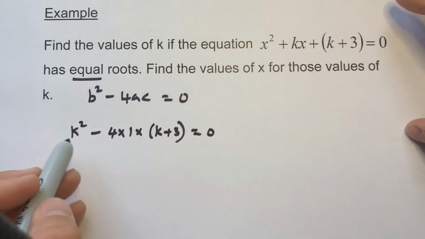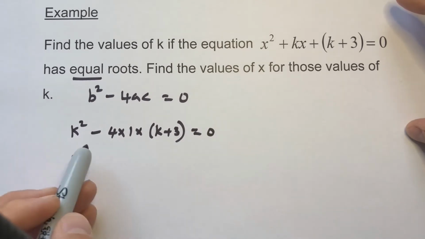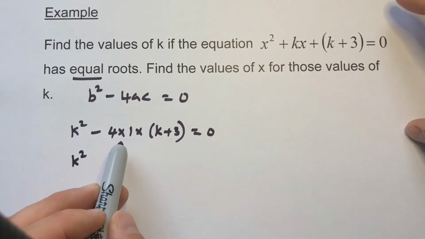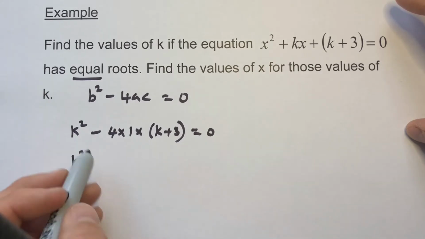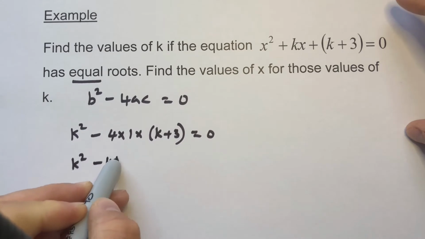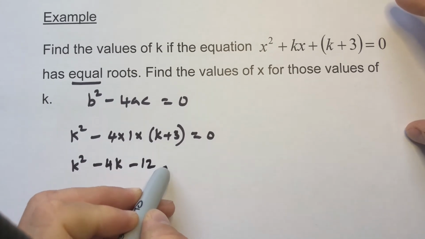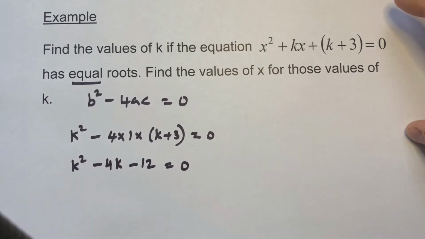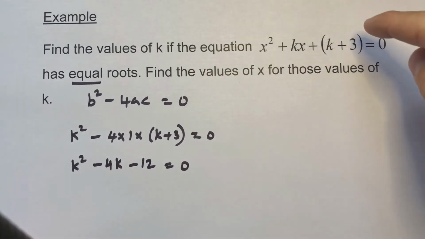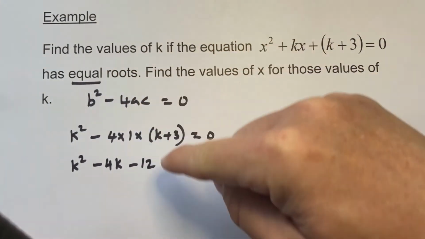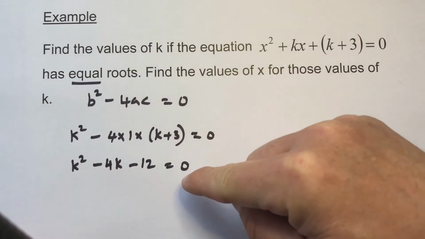Now, I've got to tidy this up first. So we've got k squared, 4 times 1 is 4, so we've got minus 4 times k, minus 4k. And we've got minus 4 times 3, we've got minus 12. And that's equal to 0. So as I've said, this one equation with the information given provided us with another equation to solve.